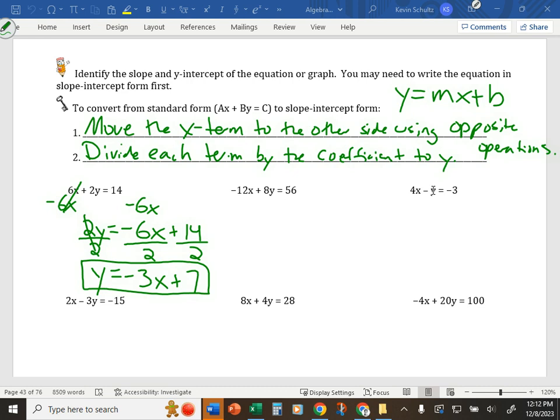Good. Next one. -12x plus 8y equals 56. Step 1. Move the x term to the other side using opposite operations. What's our first step?